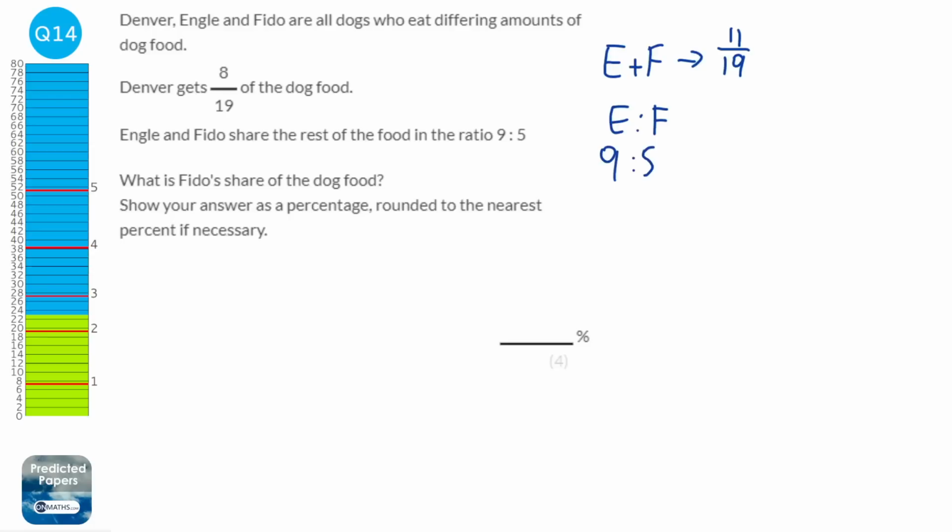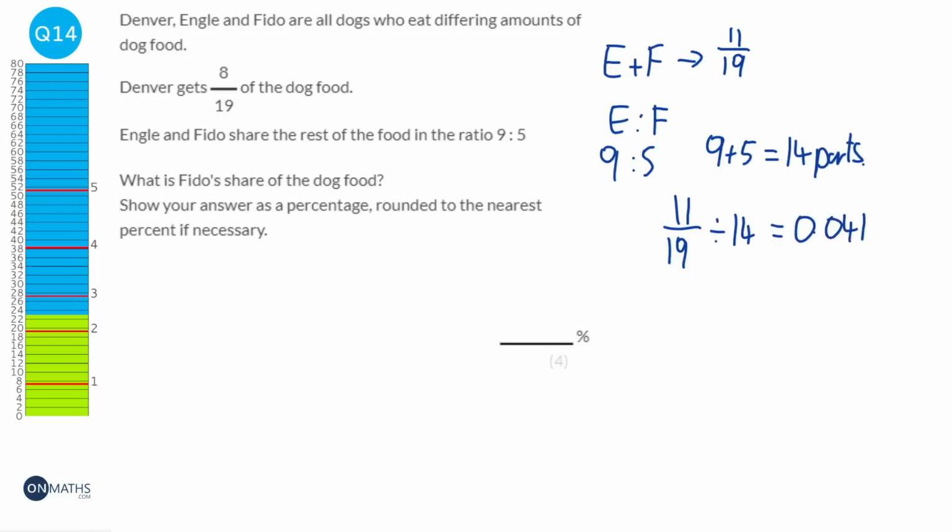And let's have a look and see, well, first of all, how many parts there are all together. So 9 plus 5, which is 14 parts. So there are 14 parts in total, and the share that they get is 11/19. So what I'm going to do is find out what fraction one of those parts is worth by dividing 11 over 19 by 14. So each part is worth, and I'm just going to keep this in my calculator, 0.041 and so on.